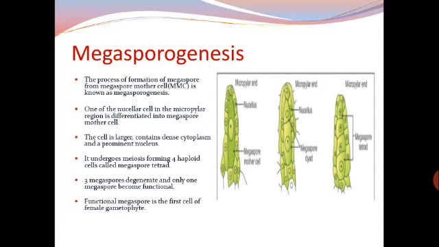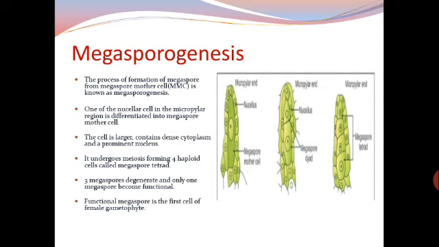Coming to the next topic, megasporogenesis. As we discussed microsporogenesis, this is megasporogenesis. The process of formation of megaspore from megaspore mother cell is known as megasporogenesis. In the last class we have seen how microspores are formed. In today's class we will discuss how these megaspores are formed.